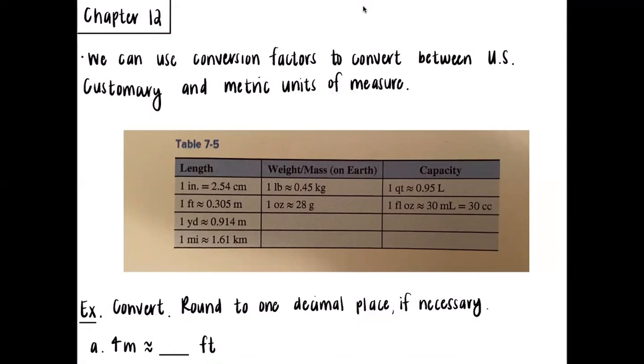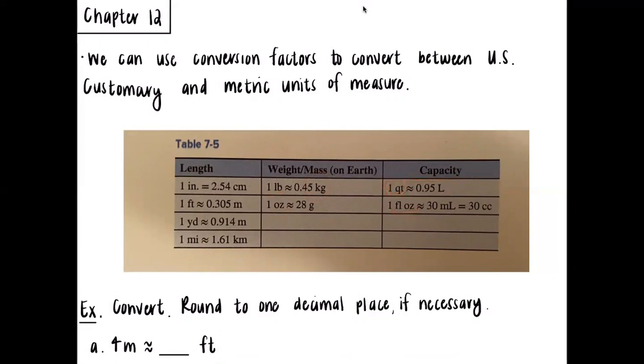So in the US customary system, that's basically what we're used to in the United States. So inches, feet, yards, and miles in terms of length. For weight, usually pounds and ounces are the way we go about things, but other countries, and even healthcare systems, may use kilograms. And then, of course, capacity. Remember, capacity is just, for example, volume. That is where quarts and fluid ounces come in.